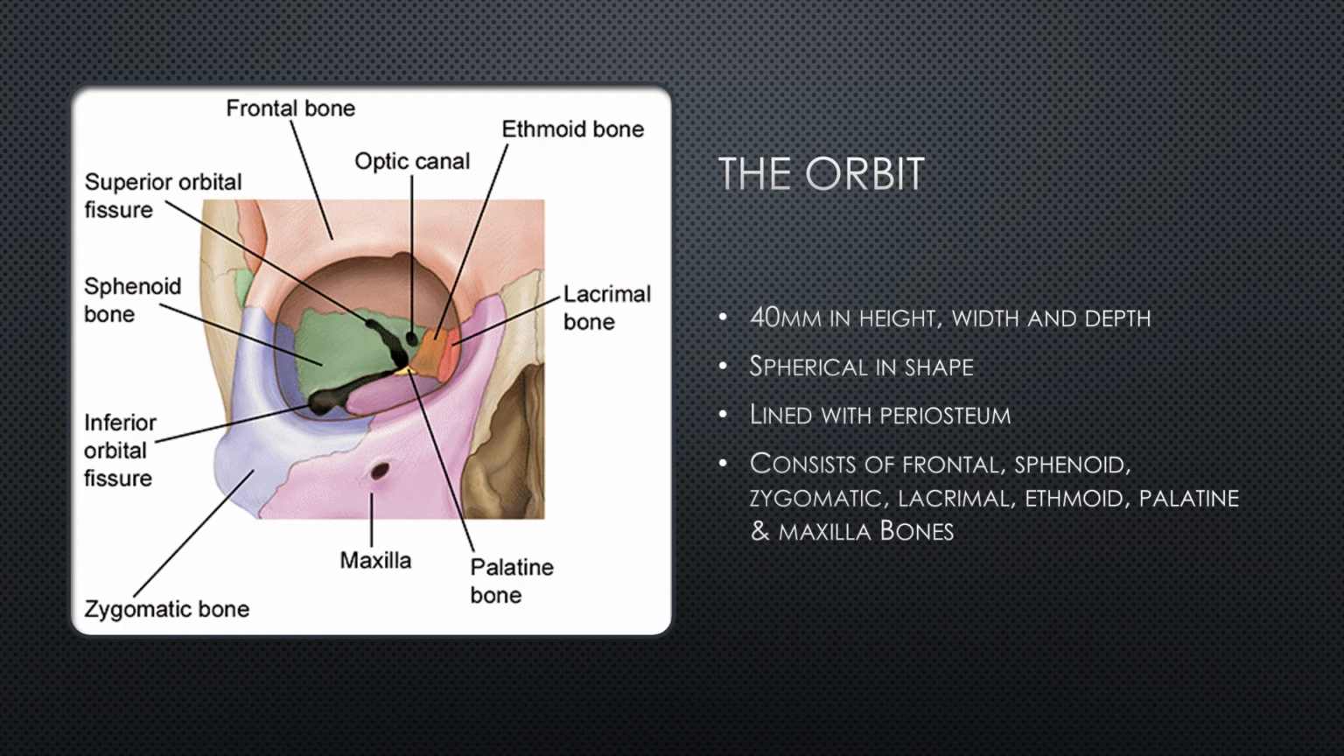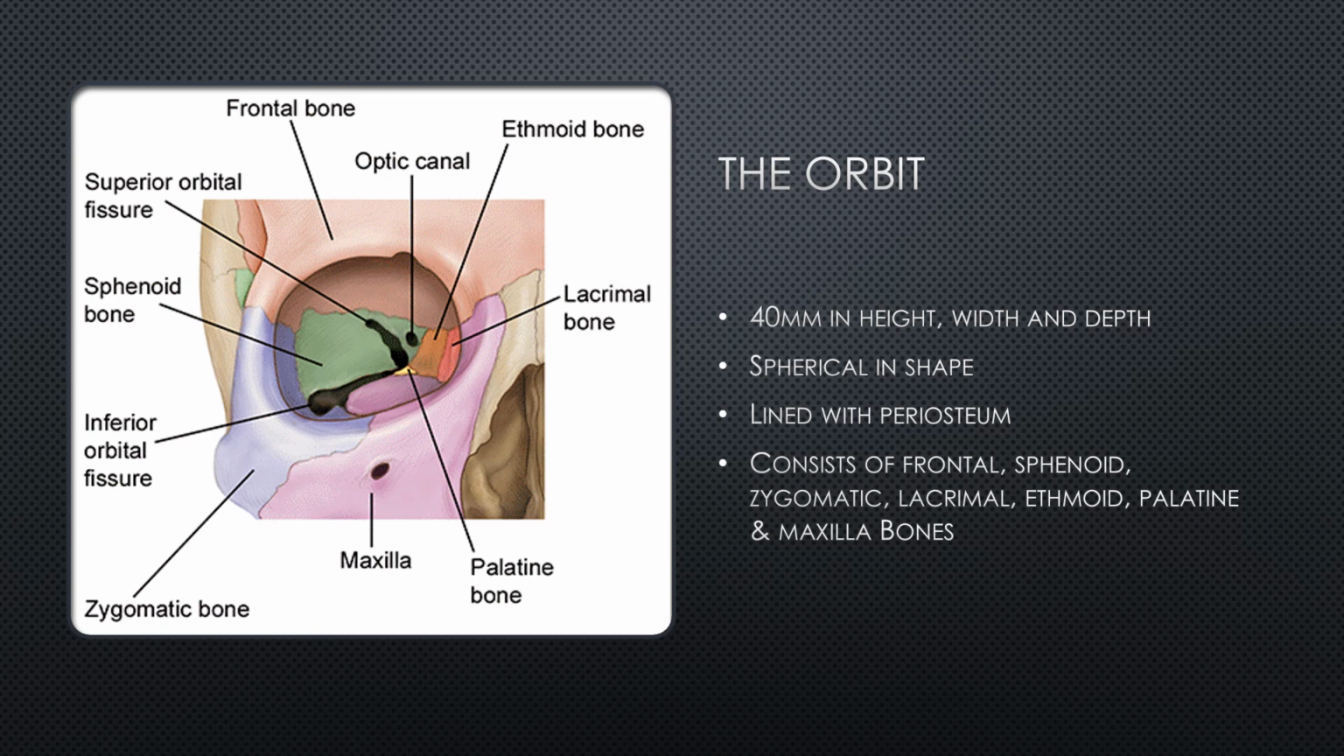Tenon's capsule is a sheath that encapsulates the globe, making a smooth surface. It separates the globe from orbital fat. A muscular fascia covers the extraocular muscles. The entry point for the optic nerve is at the opening of the orbital apex or canal. The superior orbital fissure is the entry point for cranial nerves 3, 4, 5, and 6.